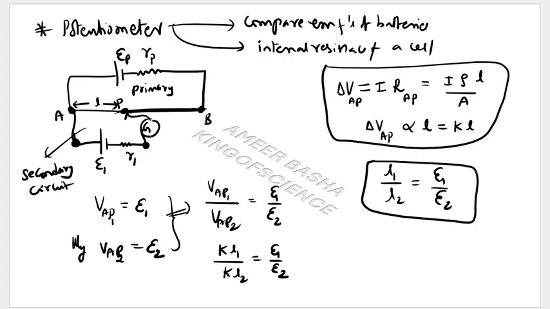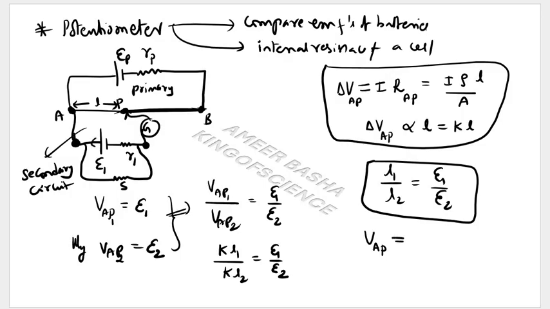So how will you determine the internal resistance? For that purpose, you connect some other resistance, let's say I call it the S resistance. In the secondary circuit, we are connecting another shunt. With the help of this smaller circuit, I can determine it. So what will be the potential difference now? The potential difference across that AP will be E minus IR.